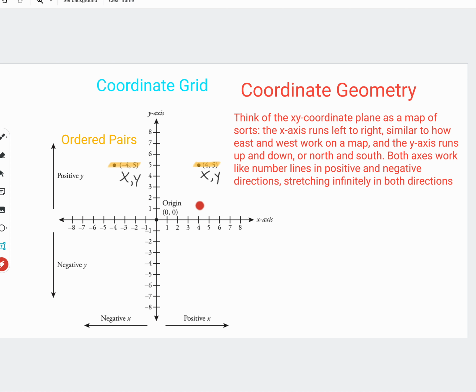Everything to the right of the origin has a positive x value, while everything to the left has a negative x value. Points above the x-axis have a positive y value, while points below the x-axis have a negative y value. We can think of this concept as like the equator that splits the Earth into two.